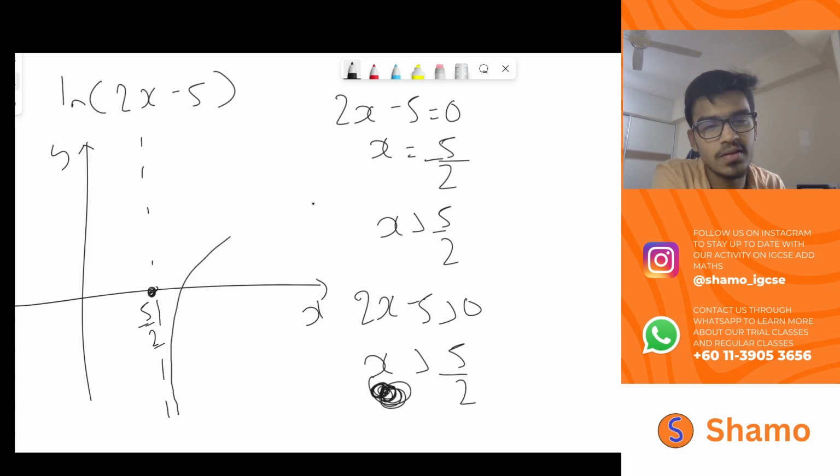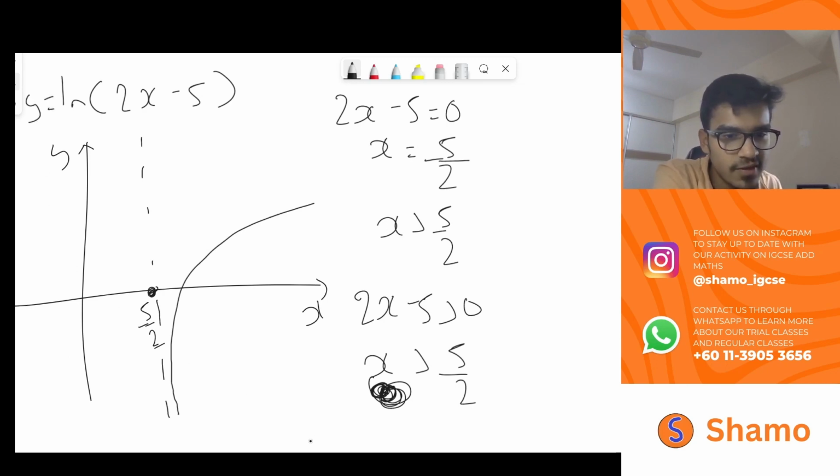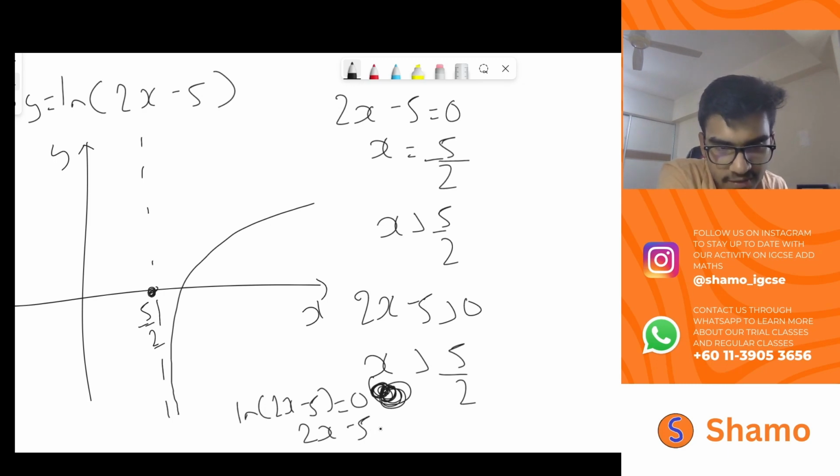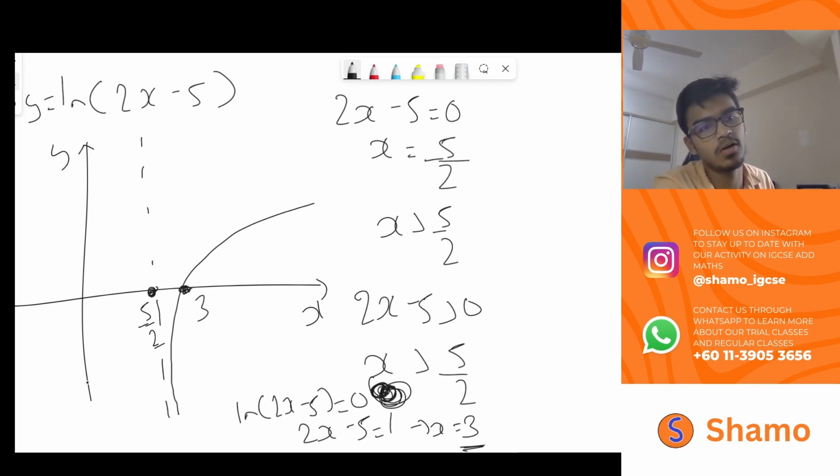It'll look like this. Okay, how can you get the x-intercept? Y is equal to 0. So, let's just do y is equal to ln(2x minus 5). So ln(2x minus 5) is equal to 0. So 2x minus 5 is equal to e power 0, which is 1. So x is equal to 3. Okay, x is equal to 3. This is how y is equal to ln(2x minus 5) looks.